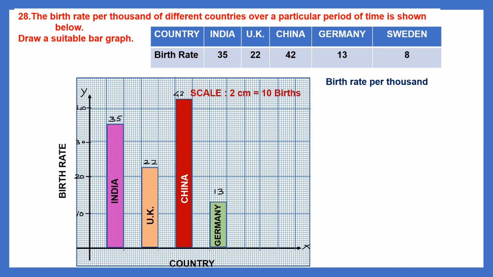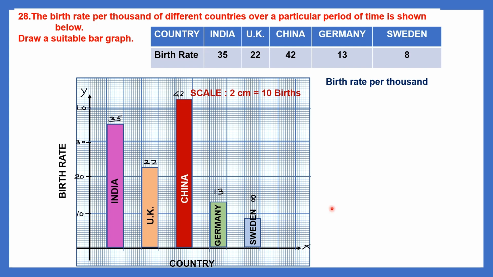Next is Sweden and Sweden is 8. So 8 will be below 10. 8 will be below 10. So accordingly mark it. So we have Sweden and that is 8. So let's write 8 here. So now we've got all our bars. Okay. So this is one way of doing where you can't write the names below. You can write it inside the bars. Then give colors accordingly. So we've finished with our bar graph.